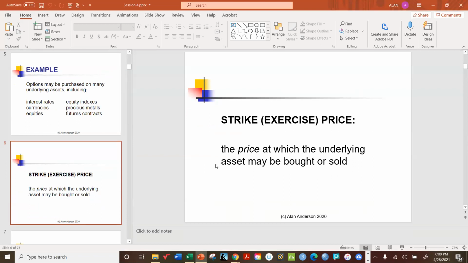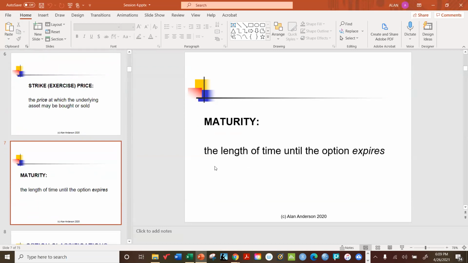Now, the strike or exercise price simply tells us the price at which we can buy or sell the underlying asset. The maturity is the time until the option expires. So if your option expires, let's say on December 1st, you have to make a decision by that date whether or not to actually exercise the option. If not, the next day your option expires worthless, even if it had a value. If you don't exercise it when it has a value, you just lose the value. So in other words, it's up to you to know when it makes sense to exercise it or not.